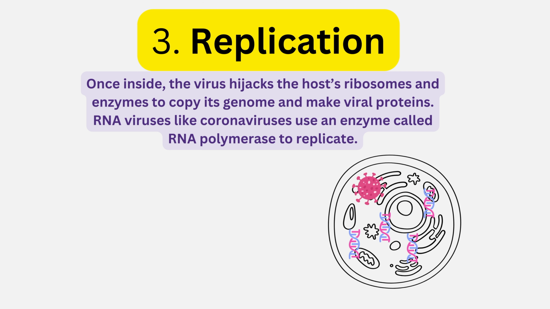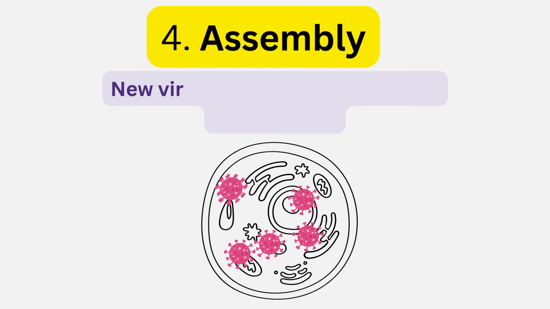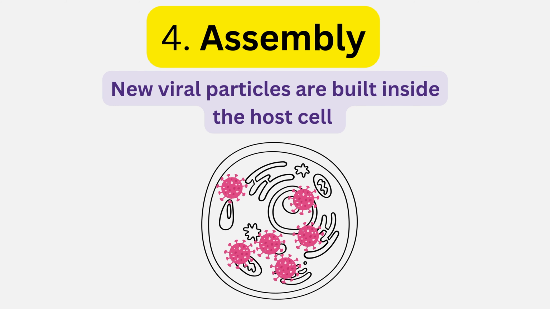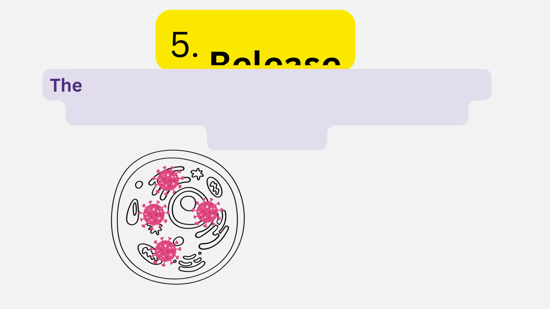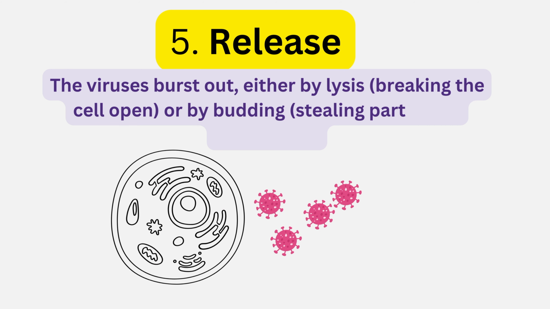Then we jump into replication, where once inside, the virus hijacks the host ribosomes and enzymes to copy its genome and make viral proteins. RNA viruses like coronavirus use an enzyme called RNA polymerase to replicate. Now assembly, where new viral particles are built inside the host cell. So here we have the particles being built inside of the cell. Then we jump into the release, where the viruses burst out either by lysis, which is breaking the cell open, or by budding, which is stealing part of the membrane.